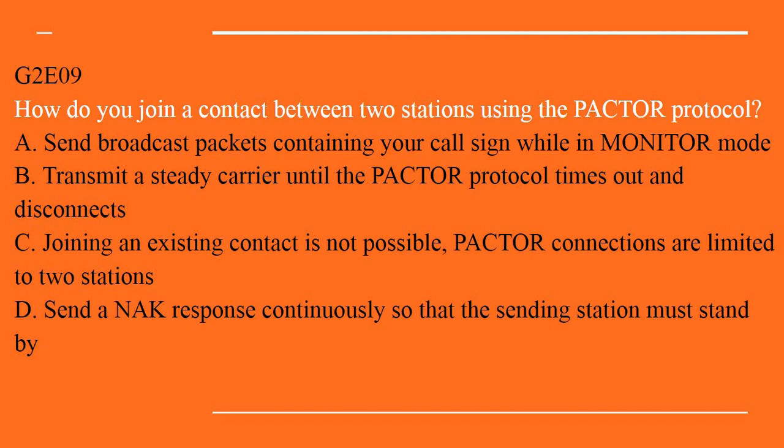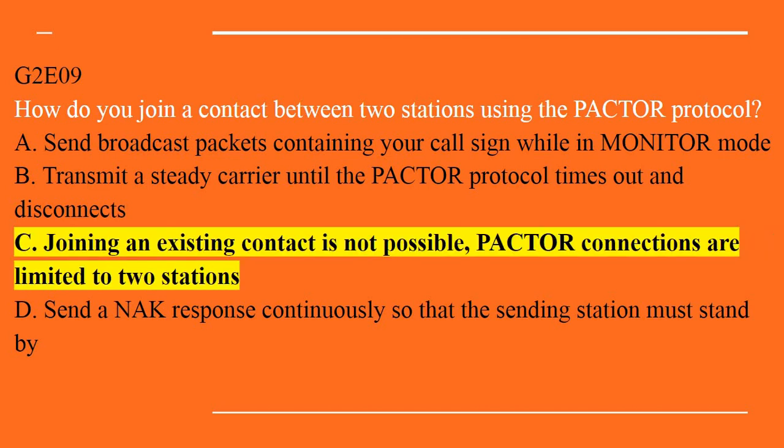G2E09, how do you join a contact between two stations using the PACTOR protocol? A. Send broadcast packets containing your call sign while in monitor mode. B. Transmit a steady carrier until the PACTOR protocol times out and disconnects. C. Joining an existing contact is not possible. PACTOR connections are limited to 2 stations. Or D. Send a NAK response continuously so that the sending station must stand by. Correct answer is C. Joining an existing contact is not possible. PACTOR connections are limited to 2 stations.